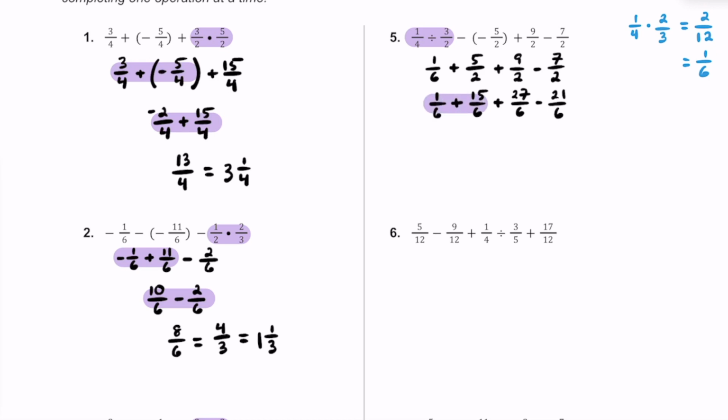Left to right here, since everything is kind of tied for first place, addition and subtraction equally important. So 1/6 plus 15/6 is going to be 16/6. So we have 16/6 plus this 27/6, and then we're going to take away 21/6 in a little bit. Between these two operations, addition is going to go first here. So 16 plus 27, I think that's going to be 43. So I think it's going to be 43/6 minus this 21/6. And then finally, if we go ahead and subtract 43/6 minus 21/6, that is going to be 22/6.